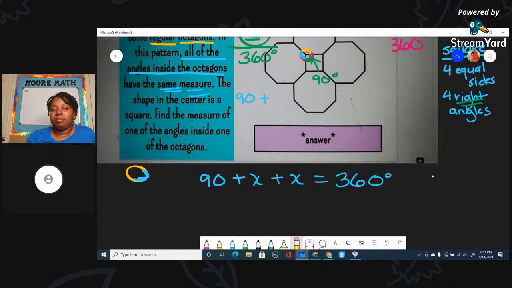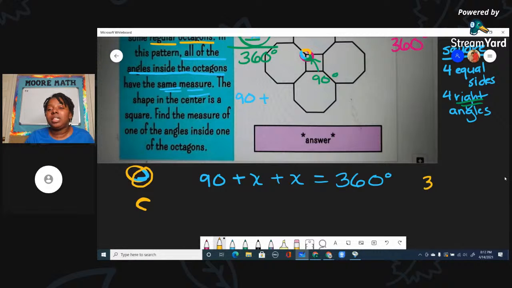Oh, wait, do we subtract 90? Good. Why would we subtract? Because we already know what it is. Good. Okay. So I know this piece already. Let me subtract it out. Okay. I'm going to take it out. And I just need to be left with this part. I need to know how much these are adding up to, right?